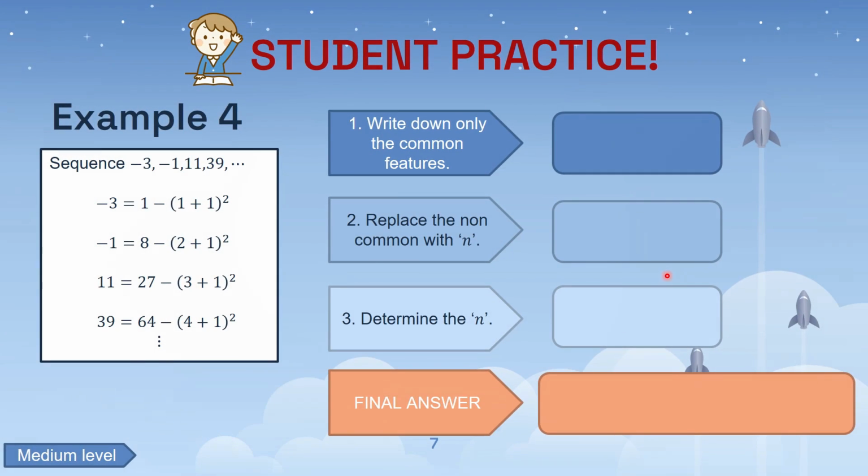Okay, student practice. Okay, you do this by yourself. Okay, I already teach you step by step to form the inductive conclusion. Now I will give you 2 minutes to solve this question, and then we will discuss. Okay, you may start now.